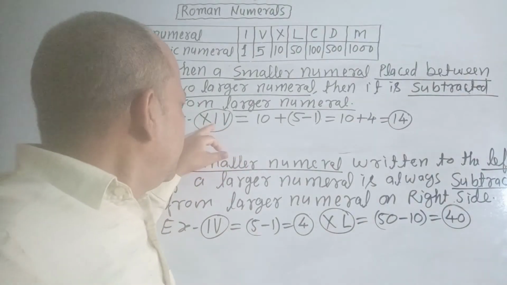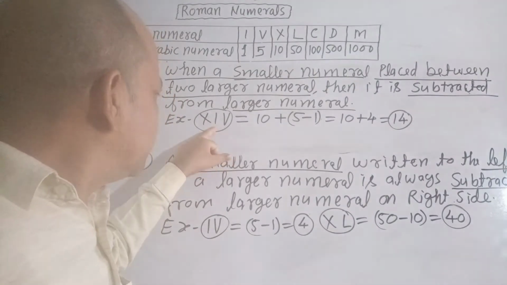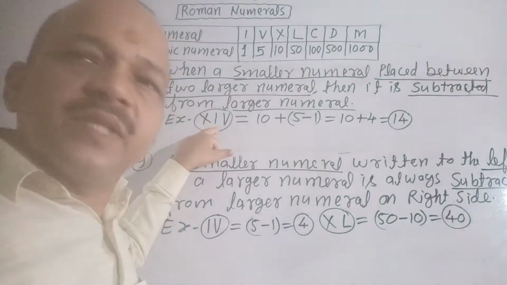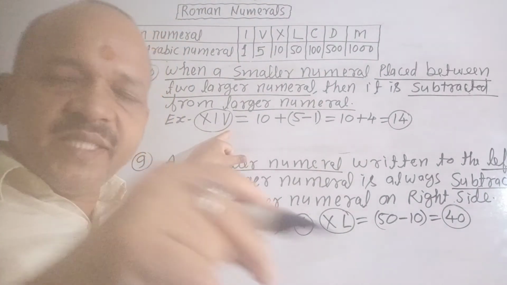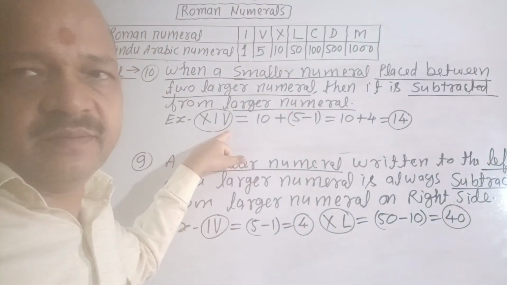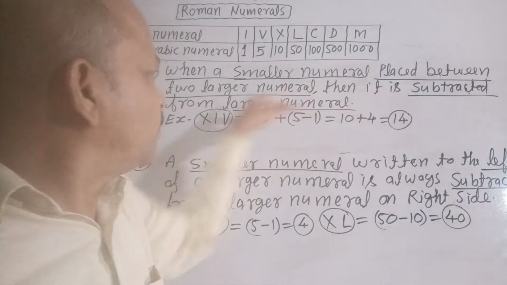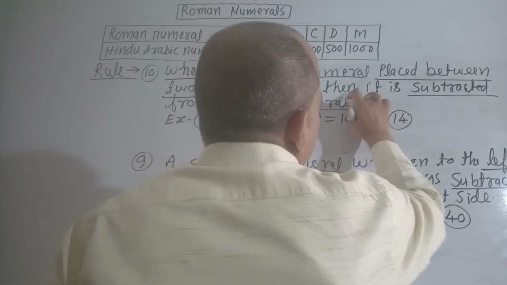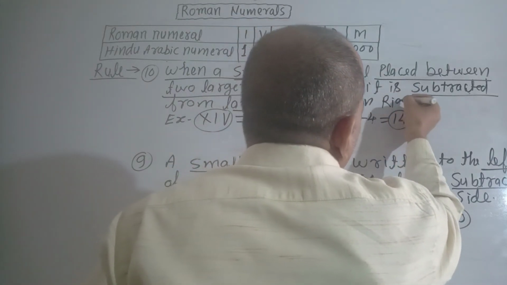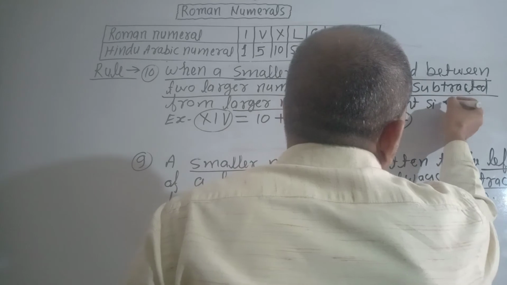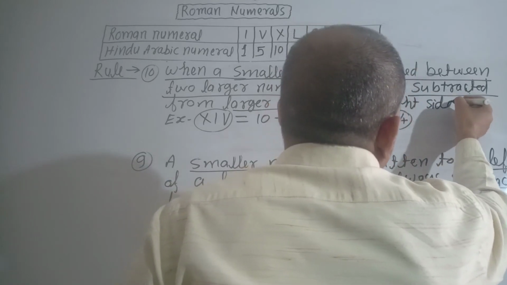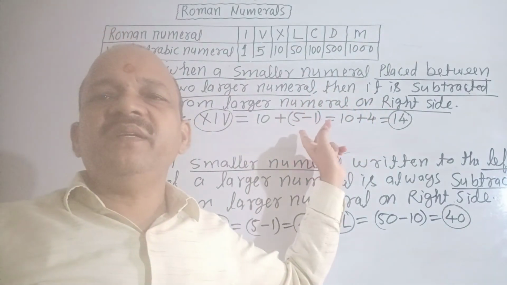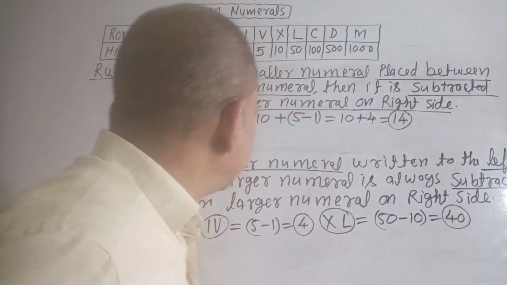XIV. I is smaller and between two larger numerals, X and V. Then I is subtracted from the larger numeral on the right side. Is it clear? No confusion about it? Very good. Next.